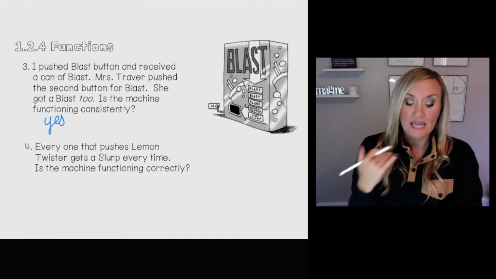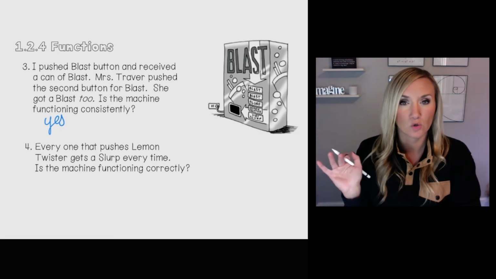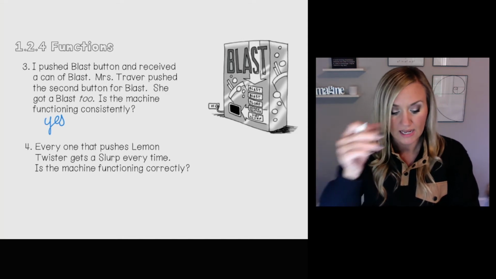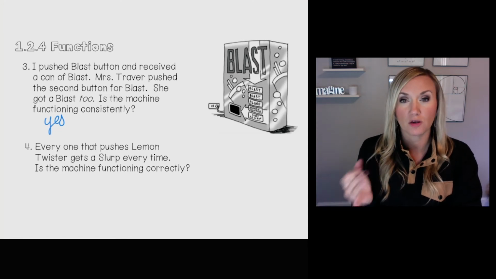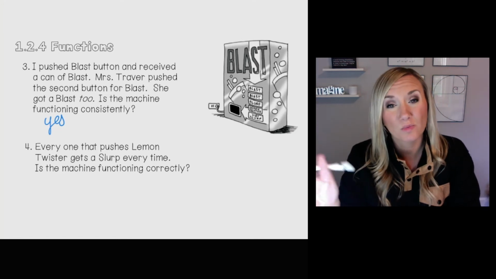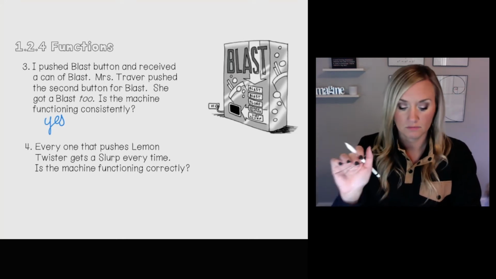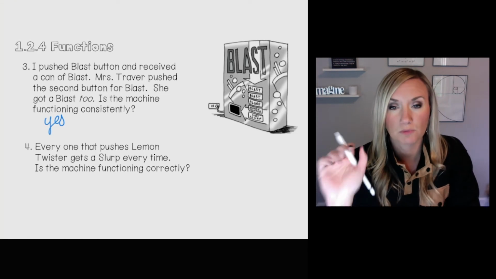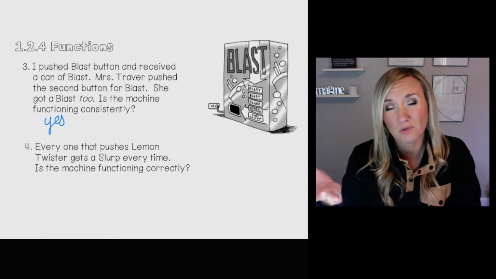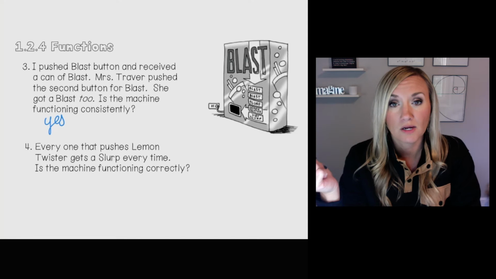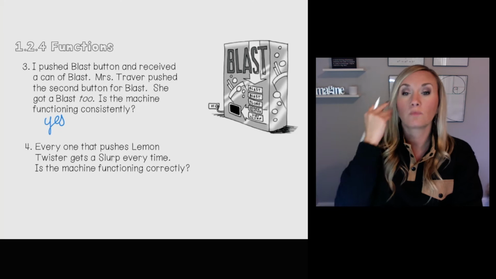Okay, so let's say everyone that pushes the lemon twister, right? Everyone goes up, no matter who they are, they push the lemon twister and they got a slurp every single time. Is this machine functioning correctly? Now, I know you want to say no, but the answer is yes, and I'll tell you why. If every single time you push the button, you get the same thing, the input is the same. We're still pushing this button. Is the button labeled wrong? Yeah, probably, right? But it's still working correctly because every single student is still getting a slurp every time.